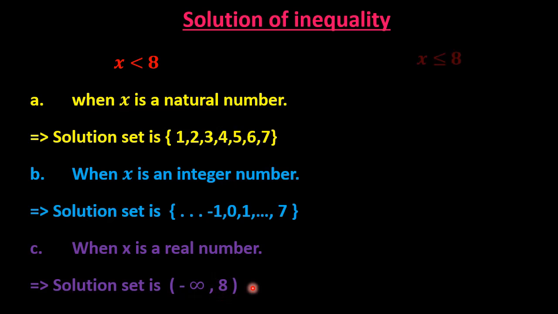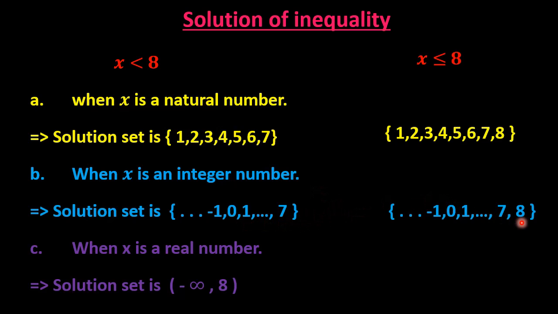But what if you have a solution like x less than or equal to 8? When x is a natural number, the solution will contain 8 also, because the symbol includes 8 and also less than 8. So it will be 1, 2, 3, 4, 5, 6, 7 and 8. And when x is an integer, we have to extend up to 8 in the same way, because 8 will also be the solution.